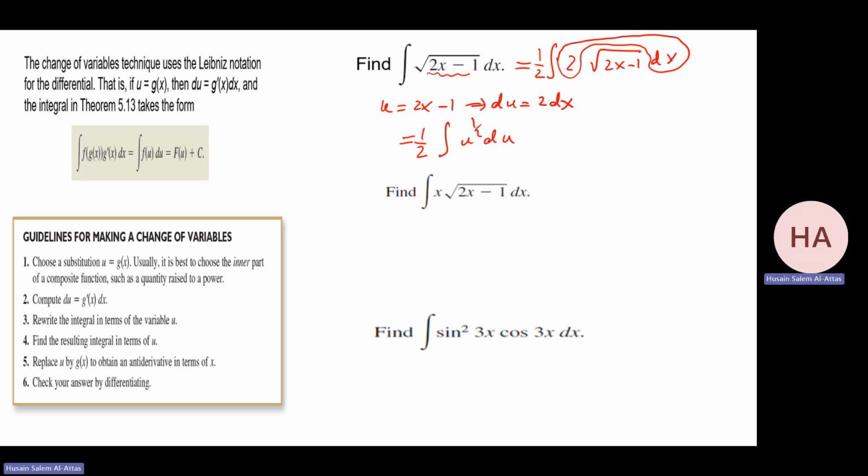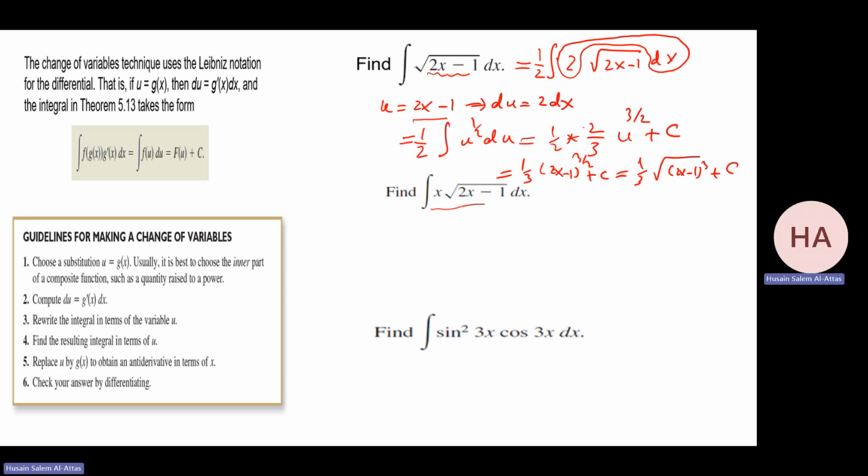And that gives me what? That gives me half. This is the add 1, 3 over 2. So you have times 2 over 3, u to the power 3 over 2 plus c. So I have 1 over 3. u is what? I put 2x minus 1 times 2x minus 1 to the power 3 over 2 plus c, which is the answer should be 1 over 3 square root of 2x minus 1 cubed plus c.